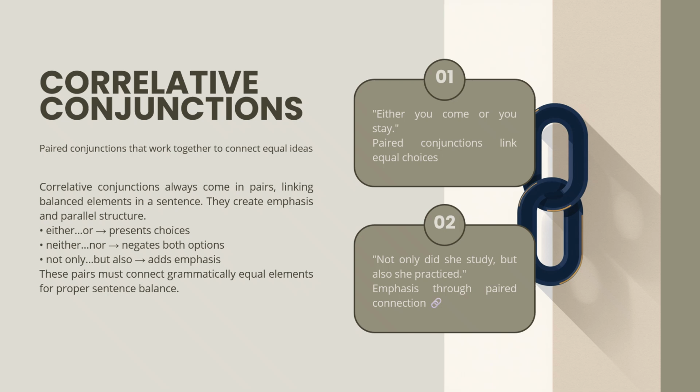Correlative conjunctions. Now, the next type. Correlative conjunctions work in pairs. Examples: either, or; neither, nor; not only, but also. Example: either you come or stay. These are useful in formal speaking.